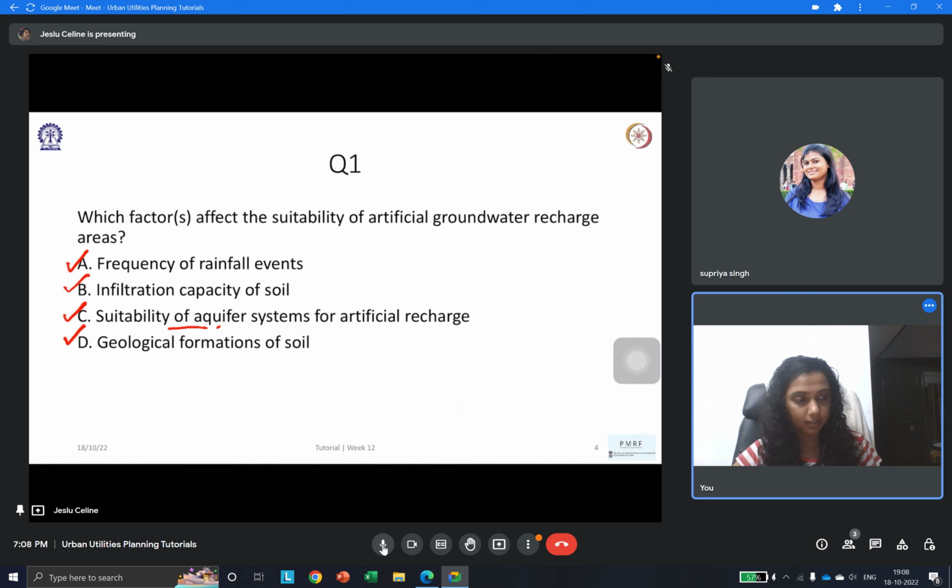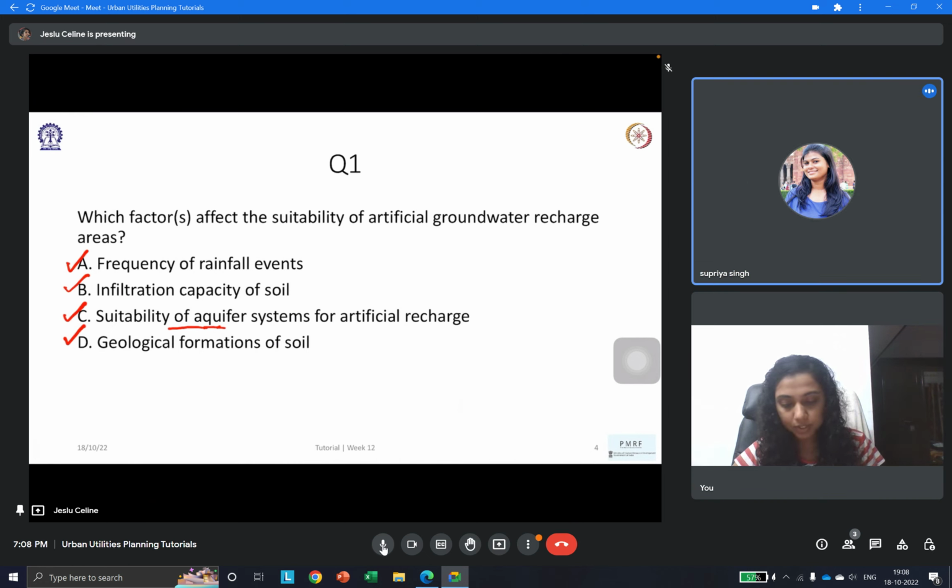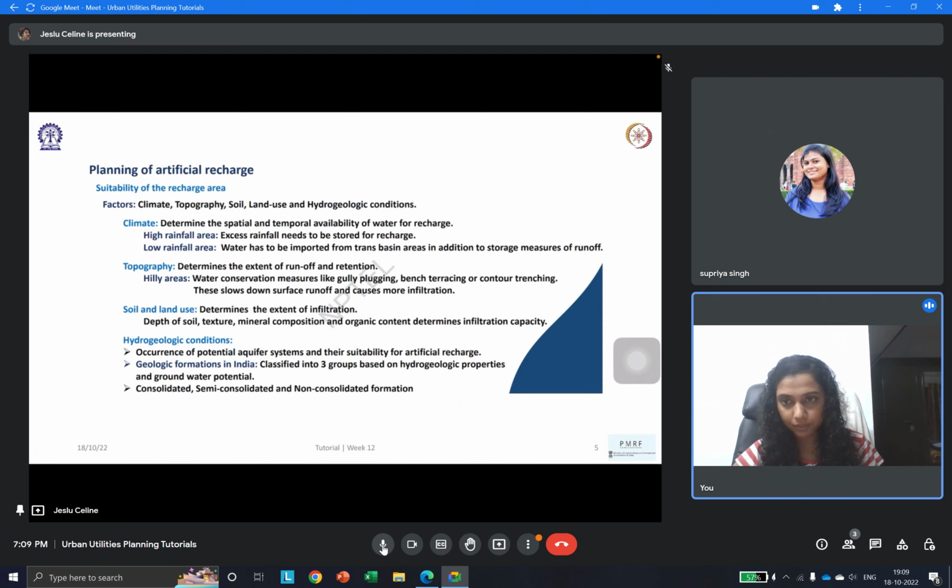Yes, so all these are correct. Fine. Let's proceed. This is from the lecture, the same thing we discussed right now: what are the factors? Mainly we're talking about the extent of infiltration which is happening, and all these factors affect it. As we were discussing, in hilly areas we have to use gully plugging and bench terracing. Stepping or bench terracing we use, or contour trenching. Based on geological formations, we will be looking at what other suitable methods we can use. So let's proceed.